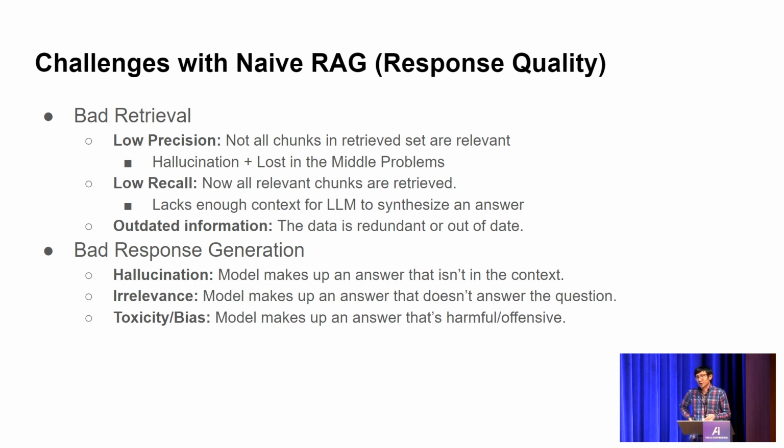On the response generation side, some of this is related to bad retrieval, some of it isn't. Once you return a bunch of stuff, you have to generate a response with the LLM to give you back the final answer. There are issues around hallucination. A lot of times the LLM can make up stuff that's not in the retrieved context. Even if the context contains the relevant information, the LLM doesn't quite understand it, or it makes up a bunch of stuff. There's also irrelevance: it could make up an answer that doesn't actually answer the question, but is technically faithful to the context. And of course, it could always output something that's offensive or harmful.